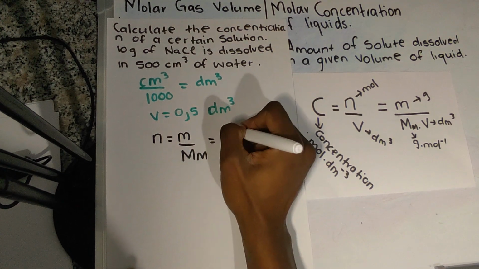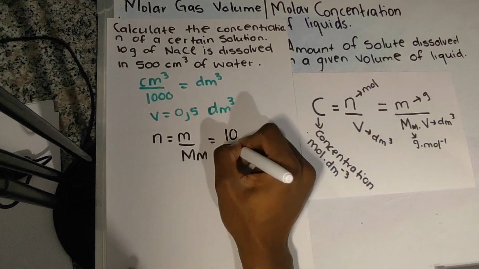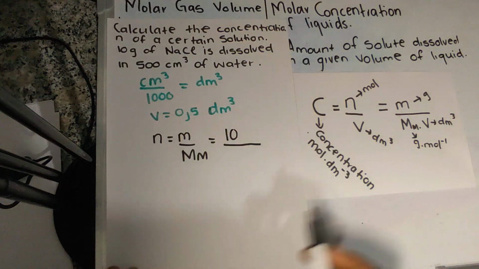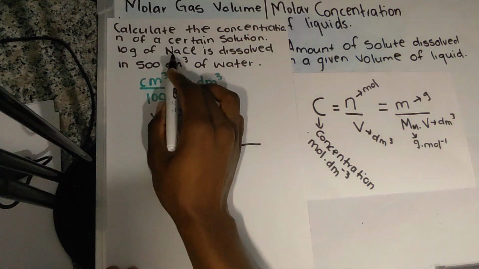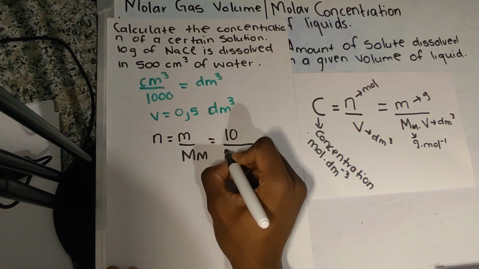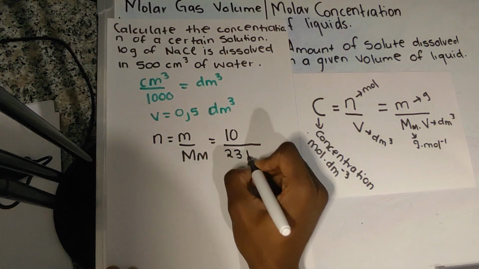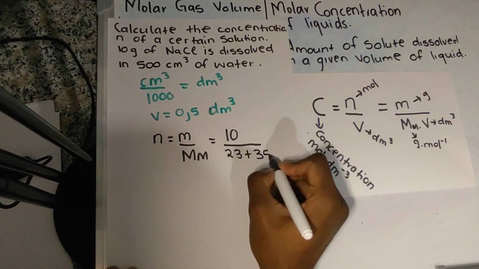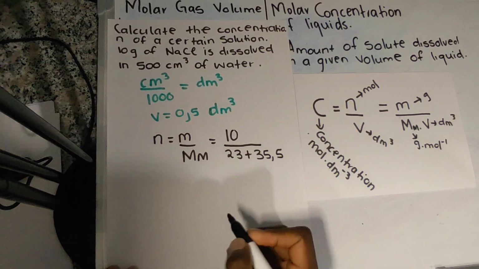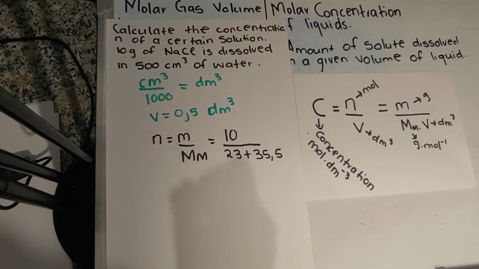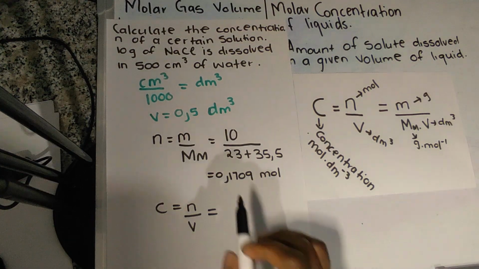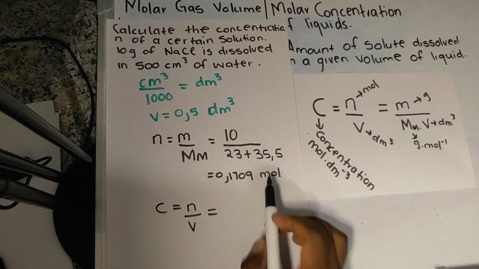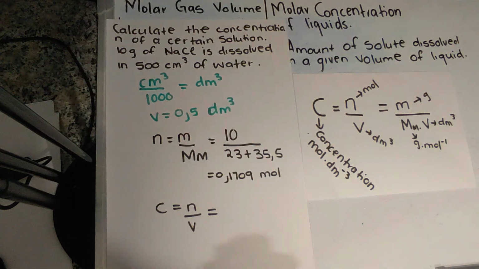So the mass of sodium chloride in this case is 10 grams. And what is the atomic mass of these elements so that we can find the molar mass? So the atomic mass of sodium is 23 plus the atomic mass of chlorine being 35.5. So what is the answer? What is our number of moles? So we get our answer being 0.1709 number of moles present in that solution.